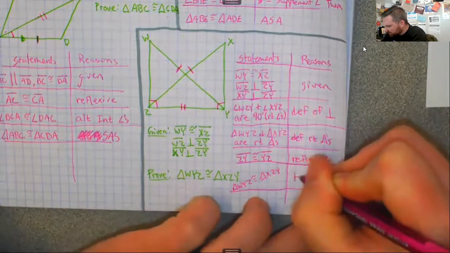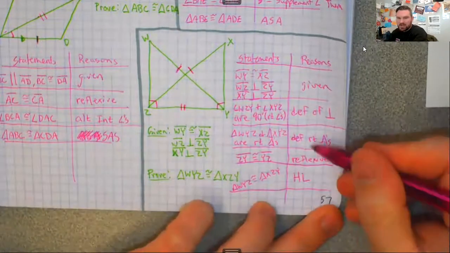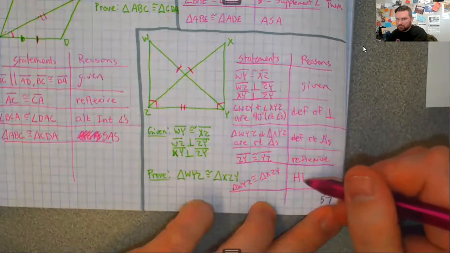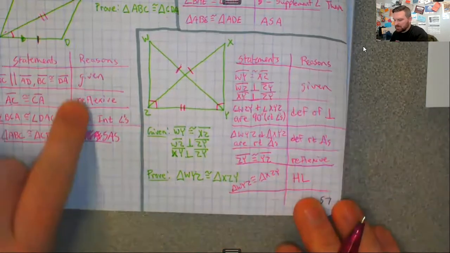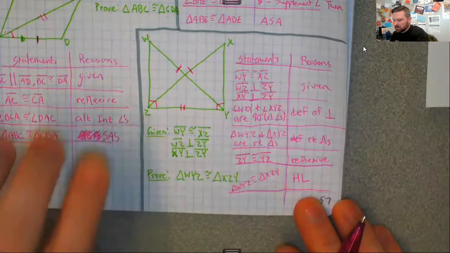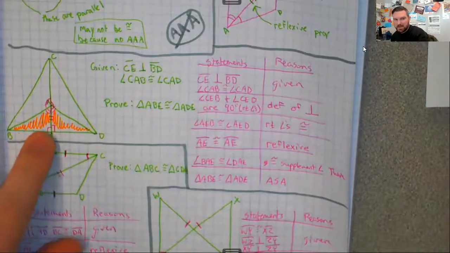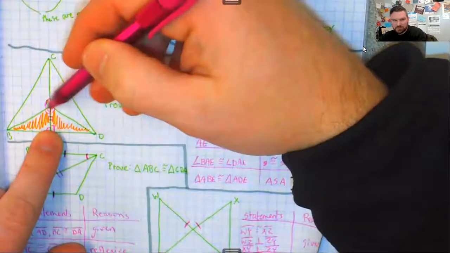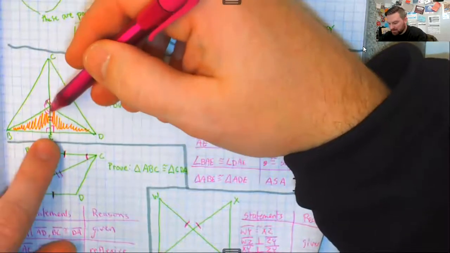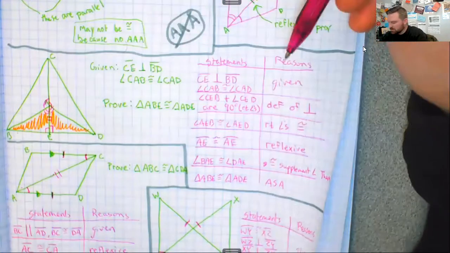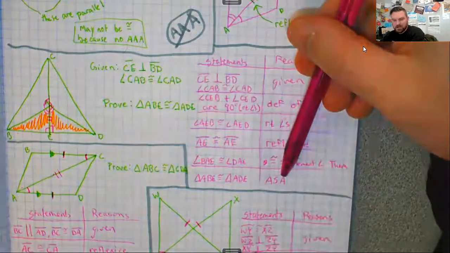because of HL. Okay. If you have not said that you have right triangles, you cannot use HL. Like over here, I never said anything about right triangles, so I couldn't have used HL. Up here, I did have right triangles, but in this case, there was no way to prove that the hypotenuse was the same. Or I could prove one of the legs, but there was no way to prove the hypotenuse the same. So that's why I went with angle, side, angle.